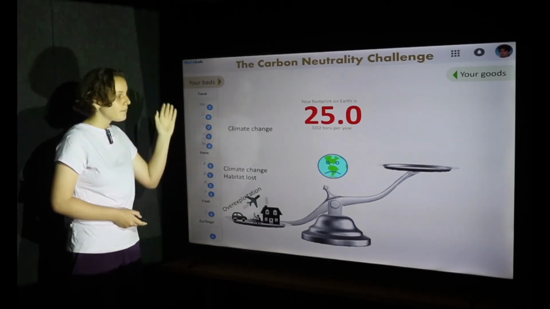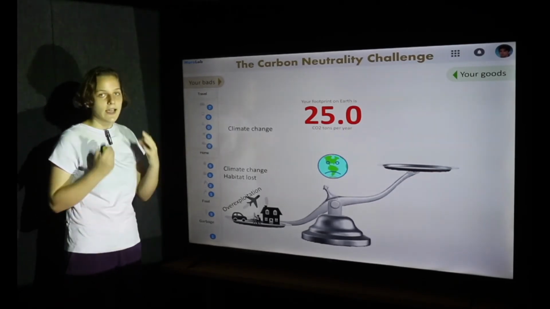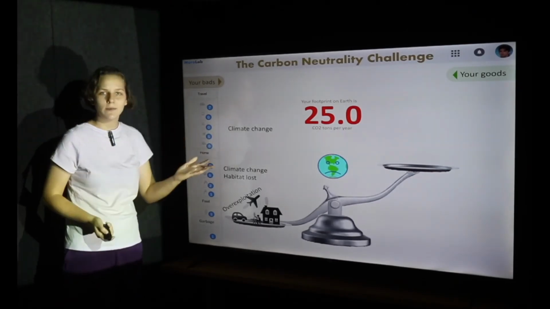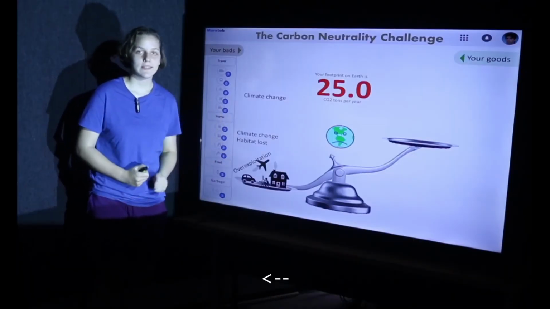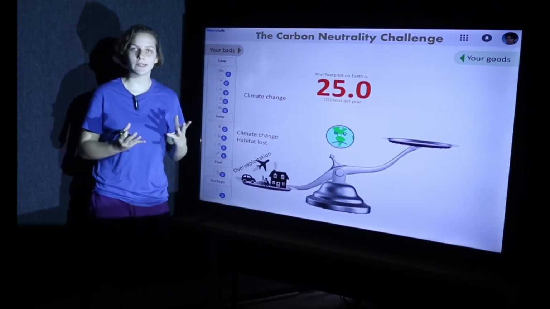As you know, I'm sure, how this will affect all these habitats and all these species on the planet. But what can we do about this? So now we're going to have to offset this scale. But how are we doing this? So let's take a look on the other side to our goods.